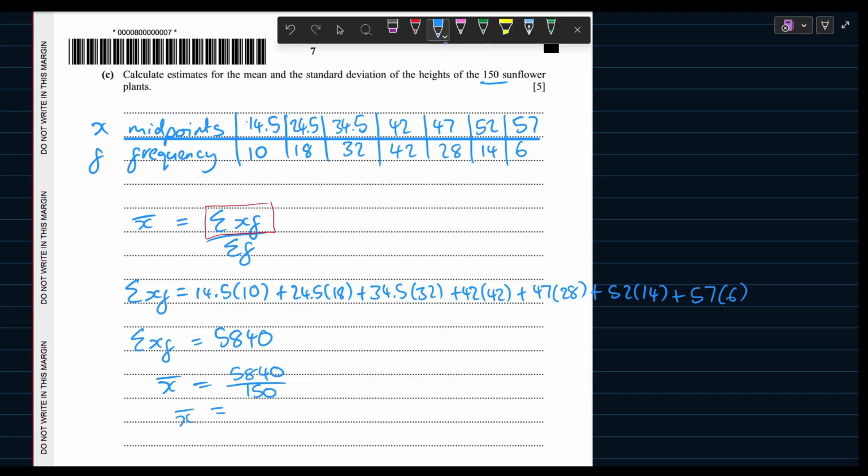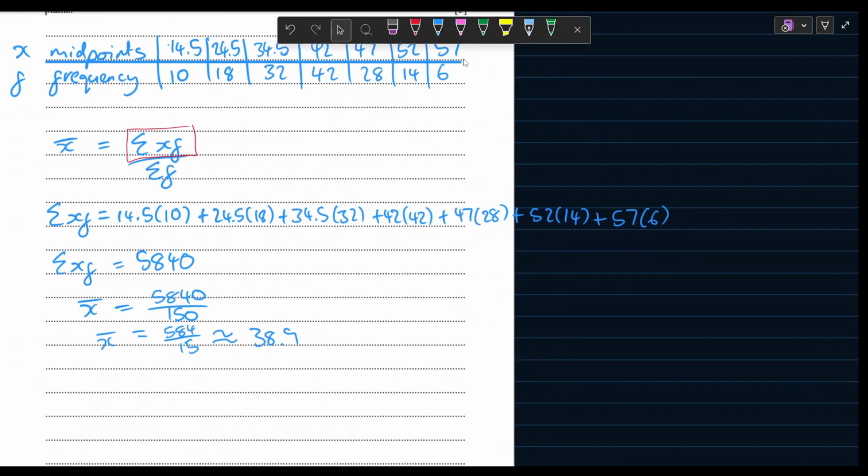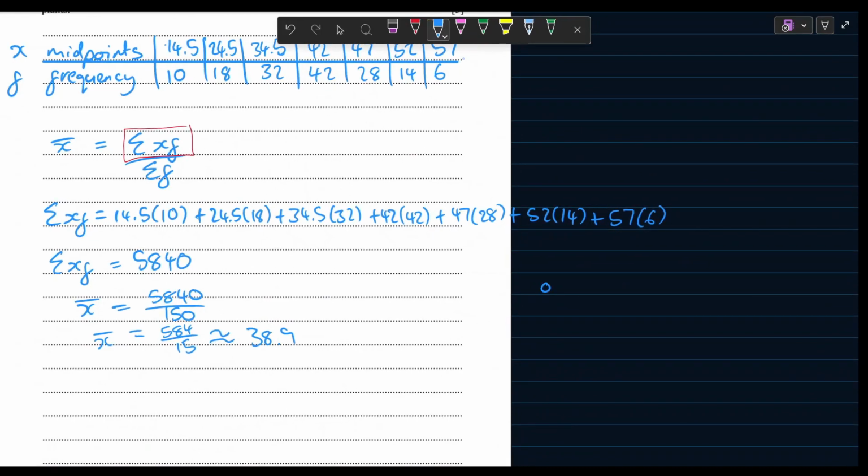So x bar is equal to 5,840 divided by 150. That gives us 584 over 15, which is approximately 38.9. Okay. But we also need to find our standard deviation. So to get our standard deviation, sigma is going to be the square root of the summation of x squared f over the summation of f minus our mean x bar squared.